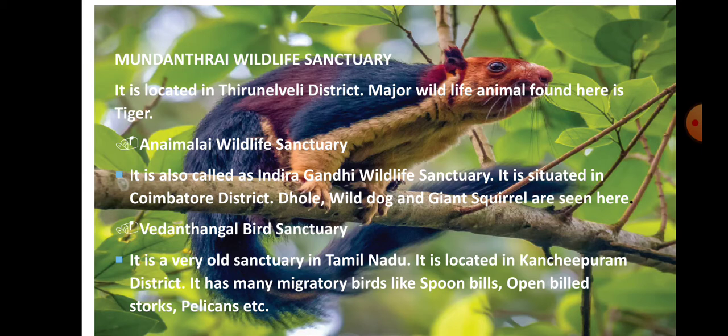Okay, so the next one we are going to discuss is Vedanthangal Bird Sanctuary. From this itself you can tell that they are trying to preserve the birds, and it is the oldest sanctuary in Tamil Nadu. It is located in Kanchipuram district, and it has many migratory birds like spoonbills, open-billed storks, and pelicans that are often found there, and that is a major place where birds migrate. Okay, so these are the sanctuaries that we have discussed today. Apart from this, there are many wildlife sanctuaries you can see. Okay, a few I will tell you.